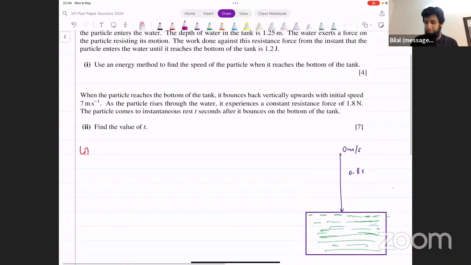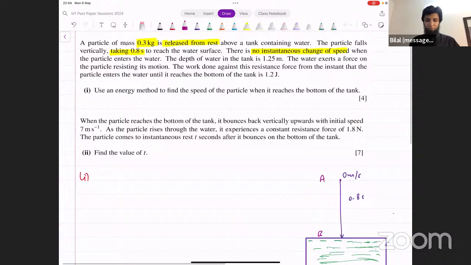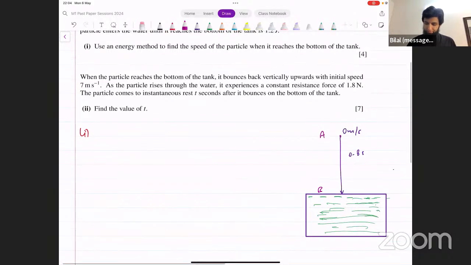So I often recommend labeling these points like this. You can say the point where it starts from, let's call that point A, and this point B where it hits the surface. Then when you're working, you can refer to these points, and that makes things easier to follow for the examiner as well. The depth of the water in the tank is 1.25 meters. So we know that this is 1.25 meters.